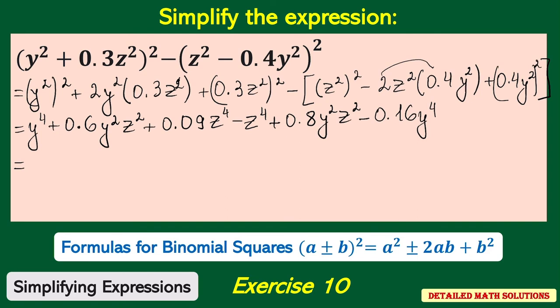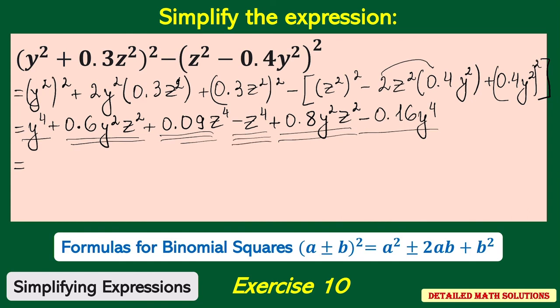Next, I need to add all like terms. y⁴ and −0.16y⁴ are like terms, so I can add them. I have also 0.6y²z² and 0.8y²z². And lastly, 0.09z⁴ and −z⁴.